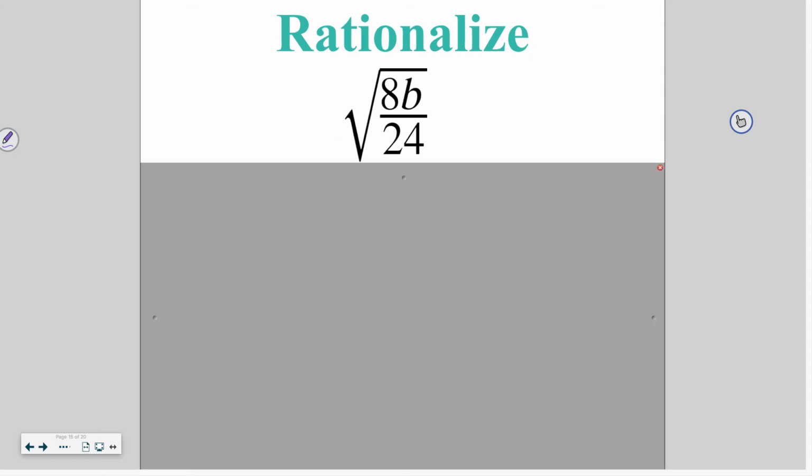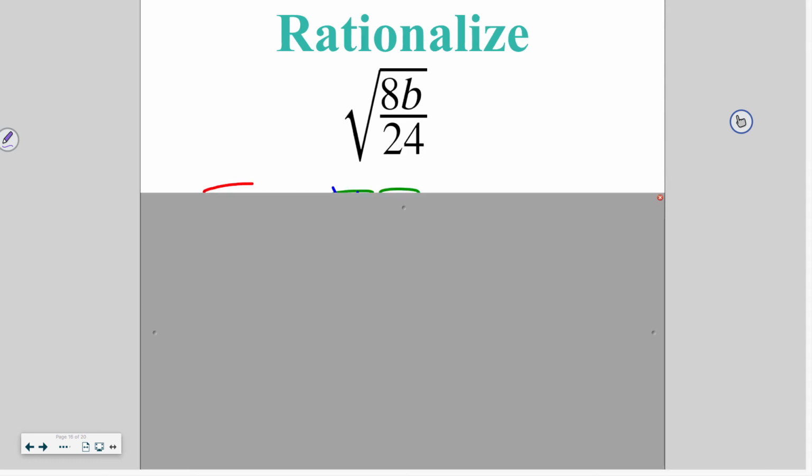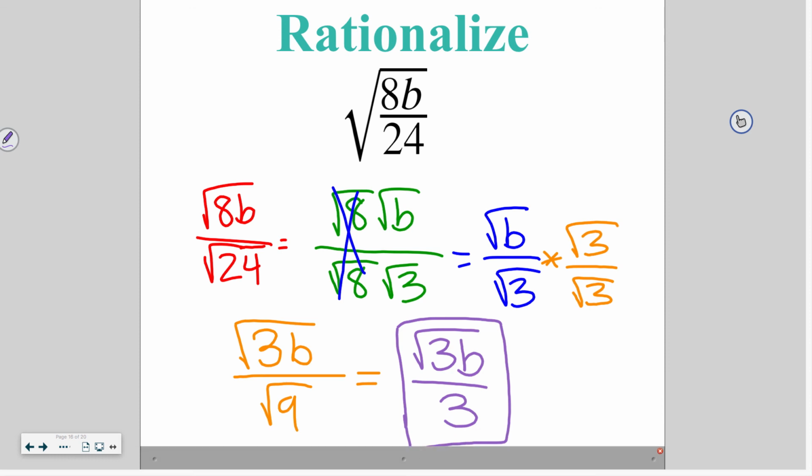Go ahead and try this one on your own. Canceling out our 8's, which is our common factor, multiplying by square root of 3 on both the top and the bottom, and then taking that square root for a final answer of square root of 3b over 3.